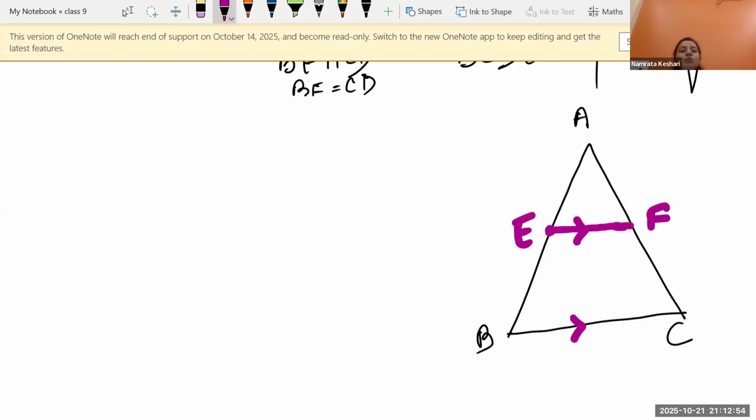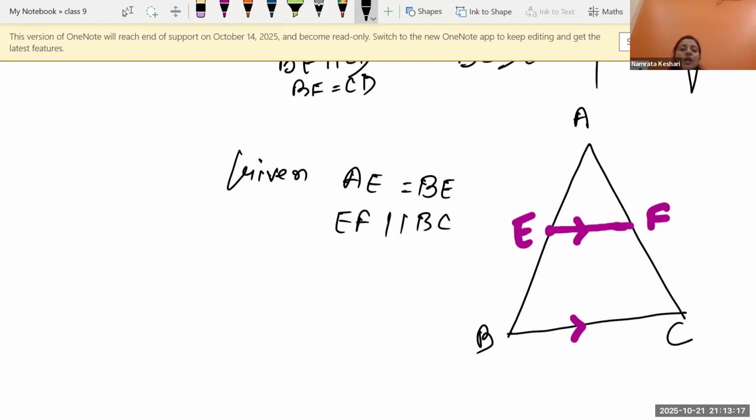I'm drawing a line from E, carefully maintaining it parallel to BC, and the line segment goes on and touches AC at F. Now, two things I maintained: E is the midpoint and the line is parallel. Only these two things we know. What is given over here? It is given that AE equals BE and EF is parallel to BC. These two conditions are given. And what we are supposed to prove is that F is the midpoint also. Making sense?